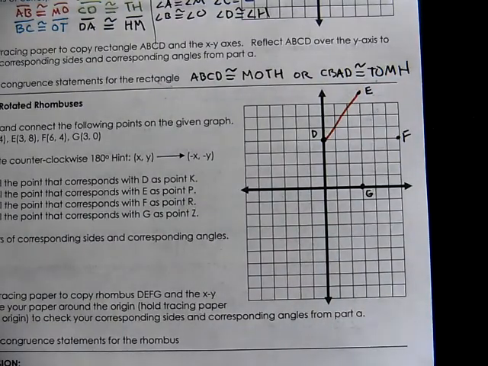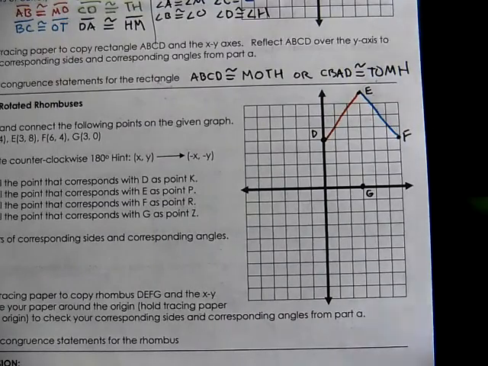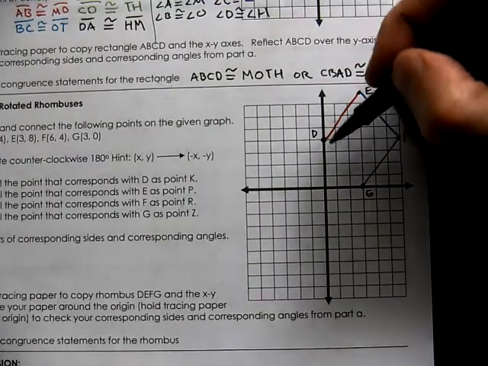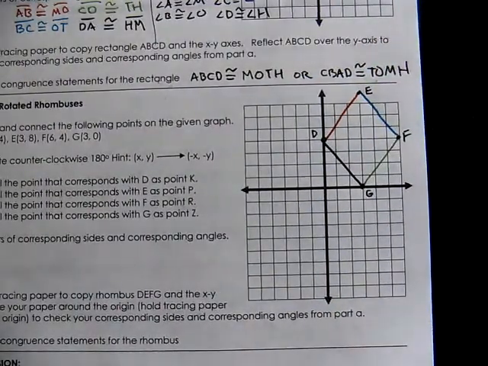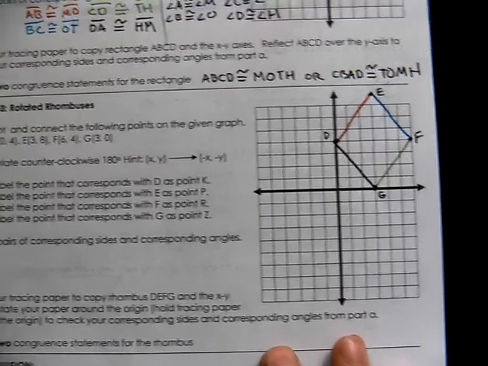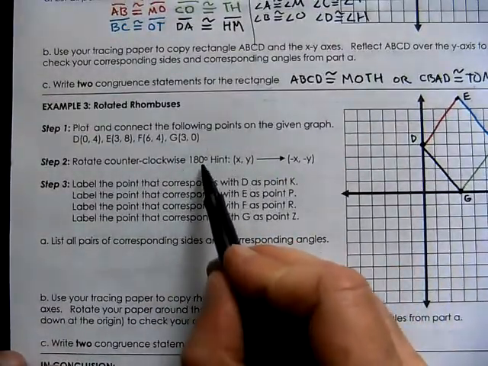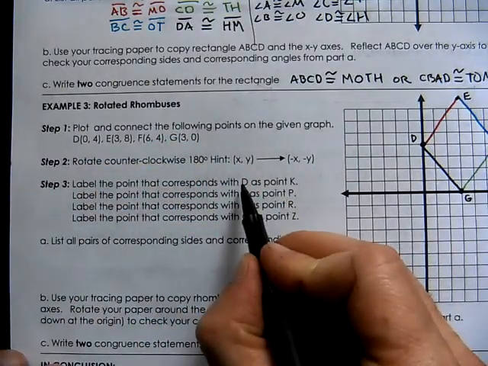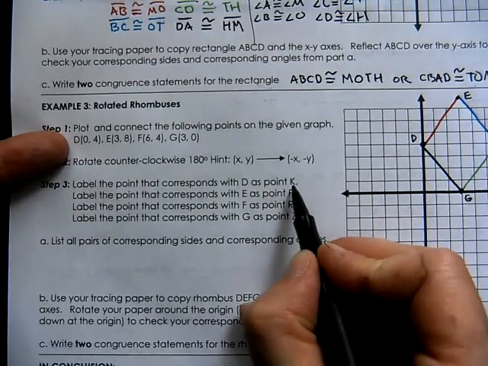From E to F, I'll use my second color of blue. From F to G, I'll put that in green. And lastly, from G to D, I'll put that in black. So again, that will help see with the rotation where the parts are going. So in order to apply the rule for a 180-degree rotation, we're going to negate the x and negate the y. So we're calling point D in its new place, not D prime, we're just renaming it with a new letter, so let's call that K.